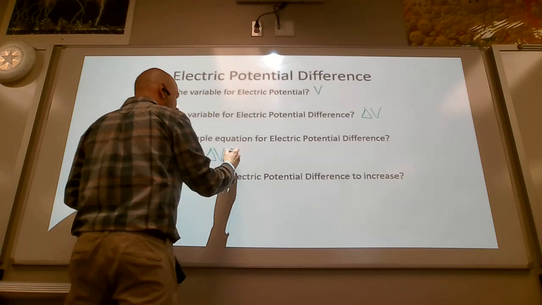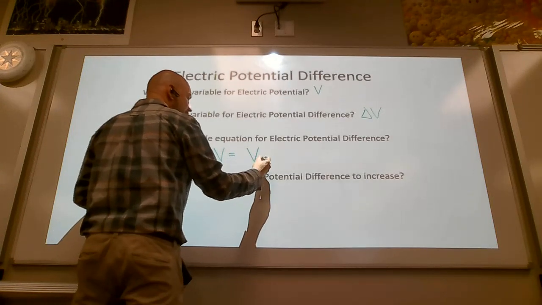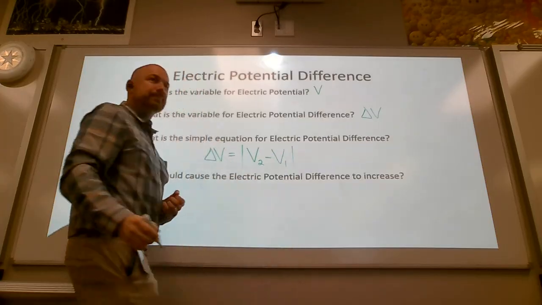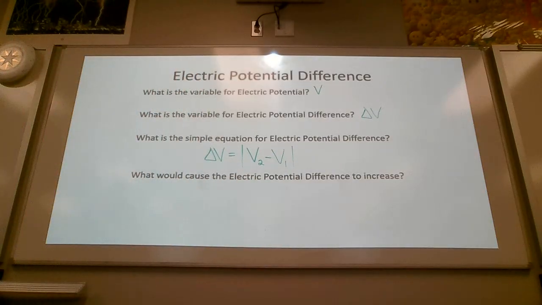So mathematically, what are you doing? You're just subtracting them. And to keep it easy, we're just going to say it's the absolute value. So I don't care which one's 1 and 2. It's just the difference between the two spots. Okay.